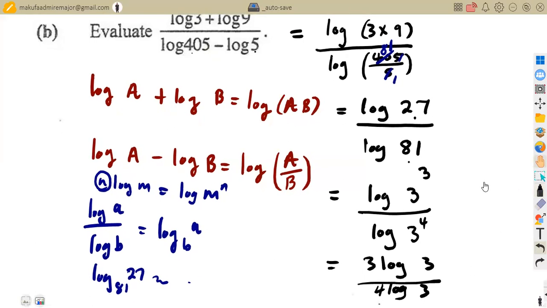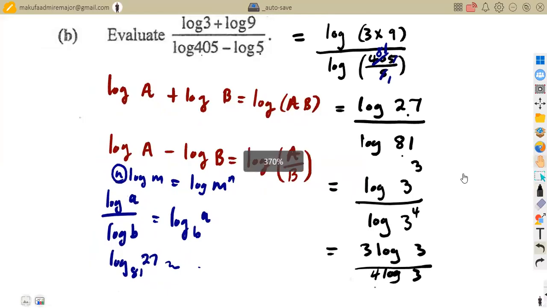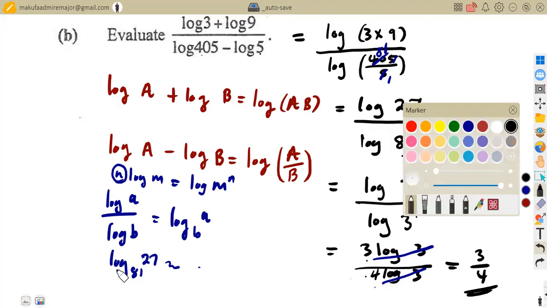Once you are at this stage, the idea is that the logarithms are the same, the log 3 and the log 3. So these can be cancelled, meaning you obtain 3 over 4 at the end. So the whole logarithm was going to give us 3 over 4. If we were to calculate it this way, were we going to obtain the same answer?